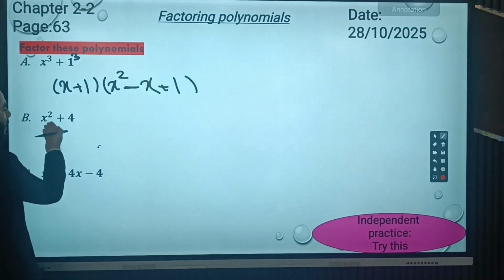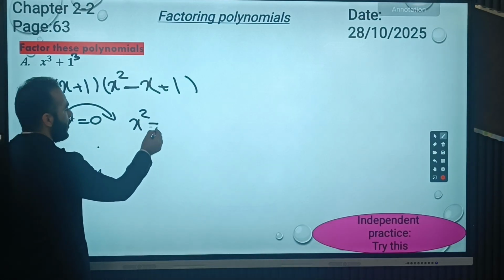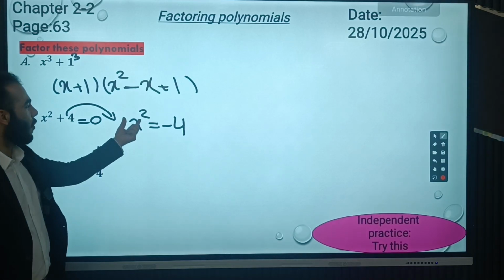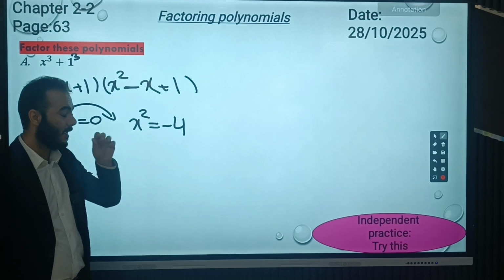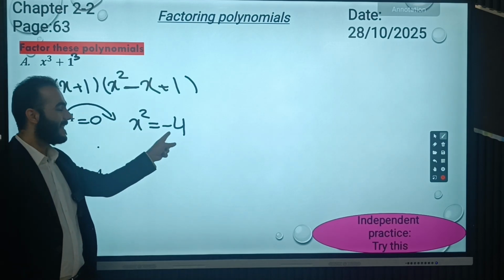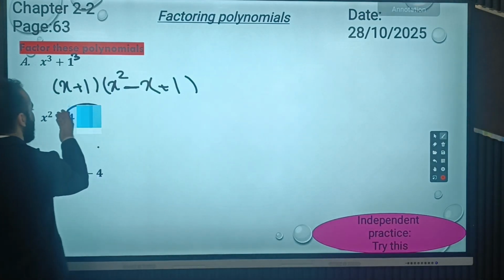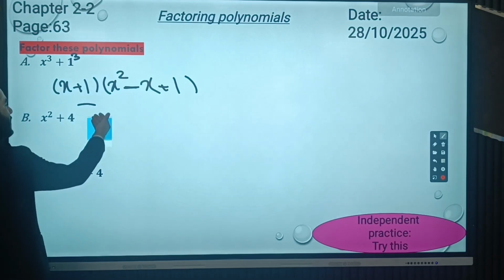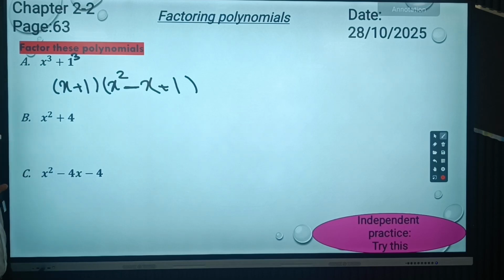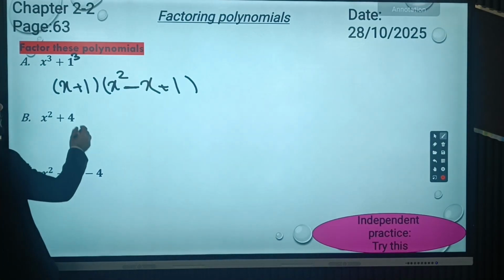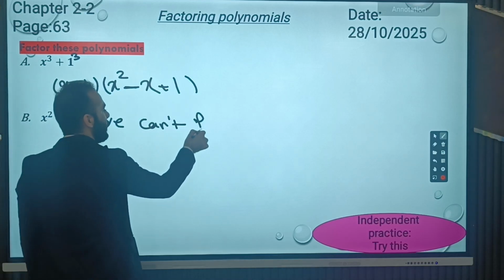Why? Because if you want to find the solution of this one, equalize it to 0, move 4 to the other side. In that case, it would be x squared equals negative 4. The answer of a square is always positive or 0. It's either 0 or positive. It can't be negative. Since it is negative here, between two squares there shouldn't be plus. Because if there is plus, we have no solution for it and we cannot factorize it. That is the story of this case. We cannot factorize it.